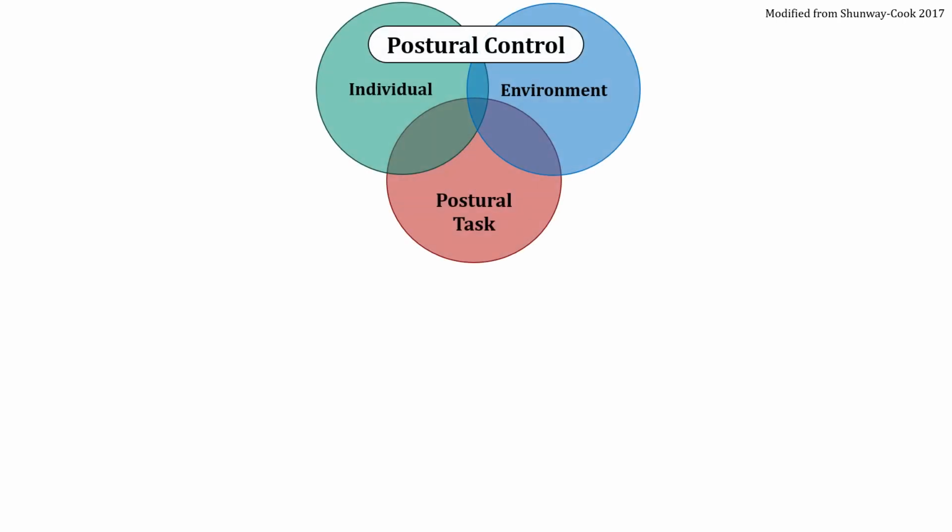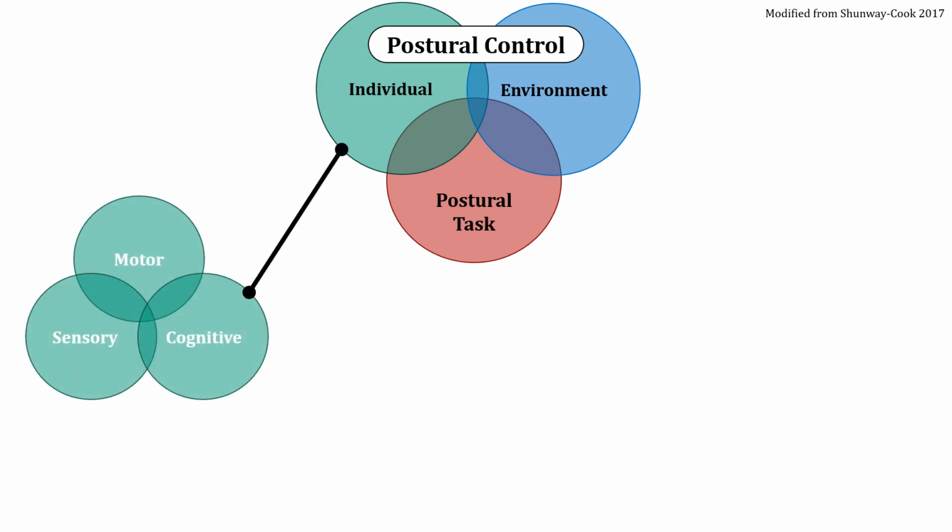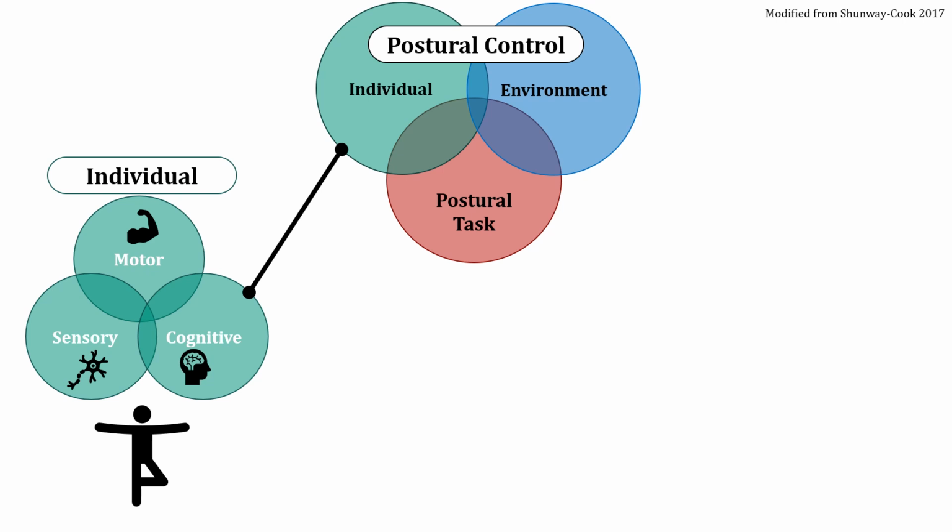Okay, so let's talk about postural control. From the dynamic systems theory perspective, there's really 3 components that determine one's postural control. You have the organism or the individual, the postural task, as well as the environment. And then if we break it up a little bit further, you can see that there are different components within each of those 3 primary ones.